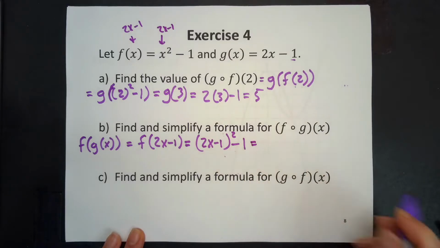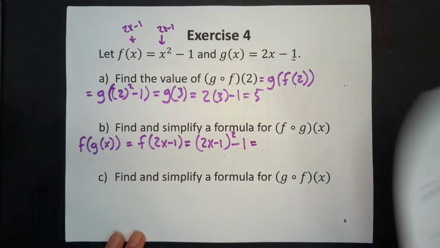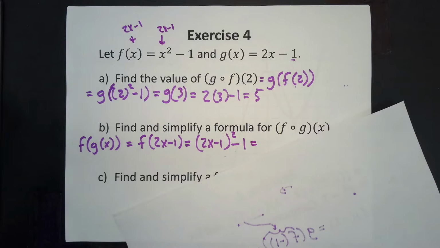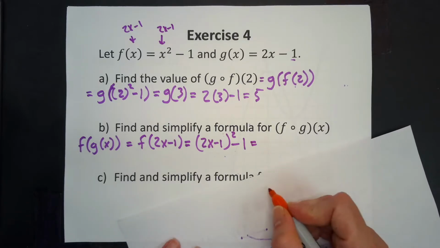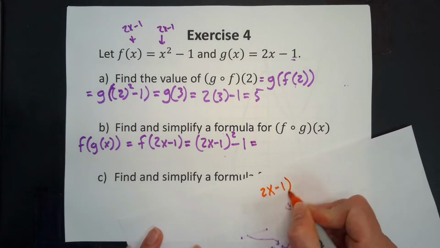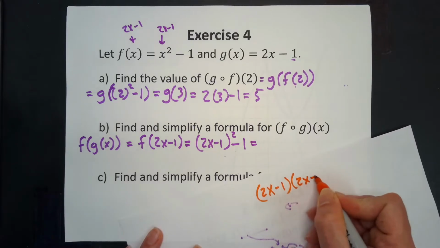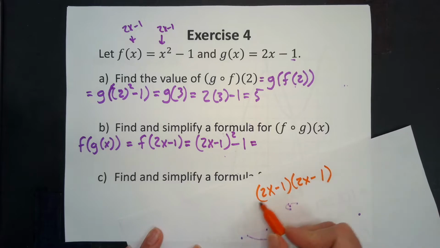So I've got to FOIL that out. You might want to do that on a separate sheet of paper somewhere. I'm just going to do it over here, just so I can keep all the important work on one sheet. So 2x minus 1 times 2x minus 1. So it's going to be 4x squared, right?